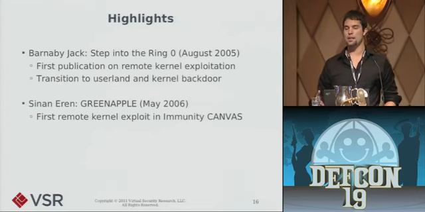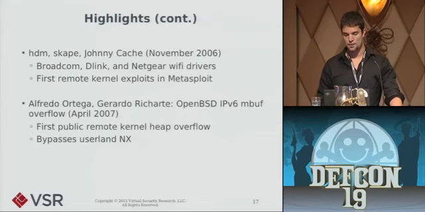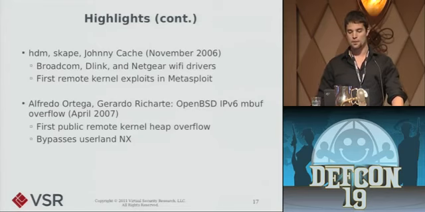And he also demonstrated a kernel backdoor that in many ways was sort of an inspiration for the one I ended up implementing. Next, in 2006, Sinan Eren from Immunity announced that they had Green Apple, which was a remote kernel exploit for Windows. And that's sort of the first commercially available remote kernel exploit that I'm aware of. Also in 2006, H.D. Moore, Matt Miller, and Johnny Cache published 3 remote kernel exploits that were all added to Metasploit in various Wi-Fi drivers.